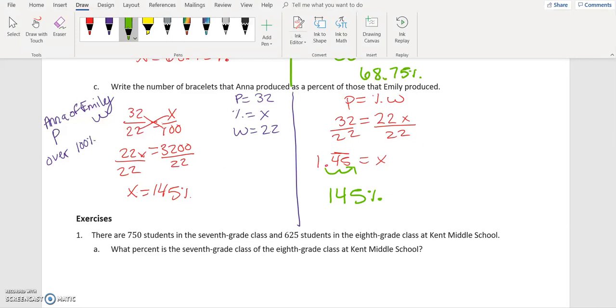Okay, so 145%. So go ahead and pause the video and see if you can do the exercises, and then go to the following video, part 2, in order to check out the answers.